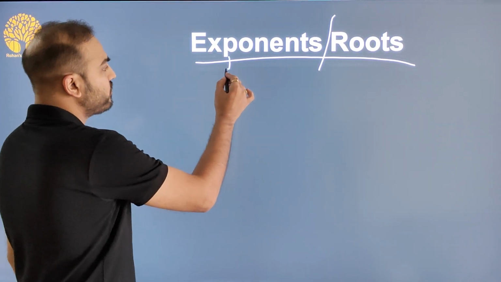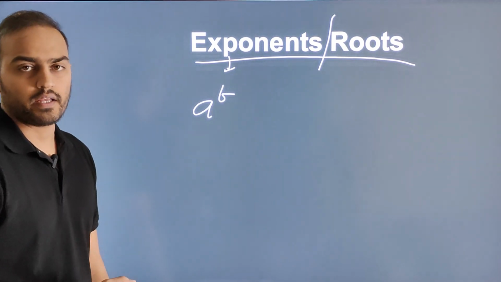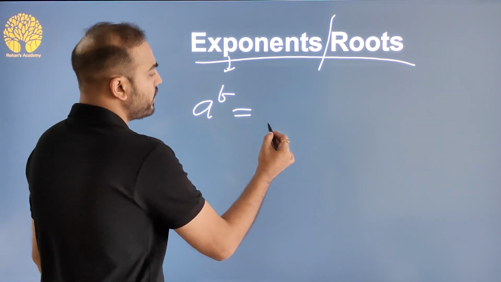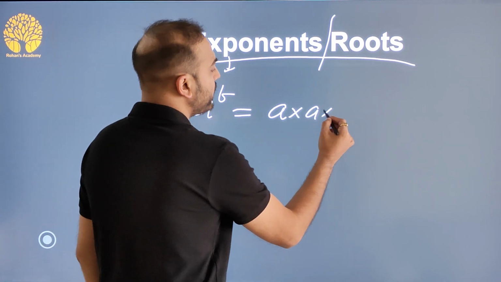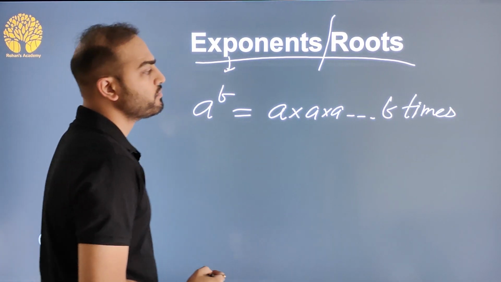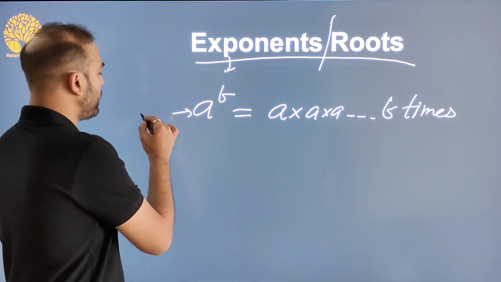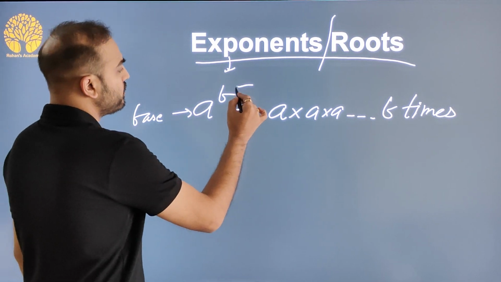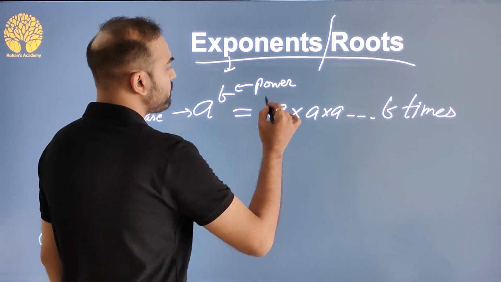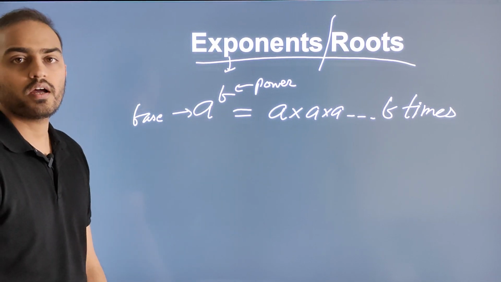Alright, so exponents are a to the power b. What does this mean? It means a is multiplied to itself b times. This a is called your base, and this b is your power.